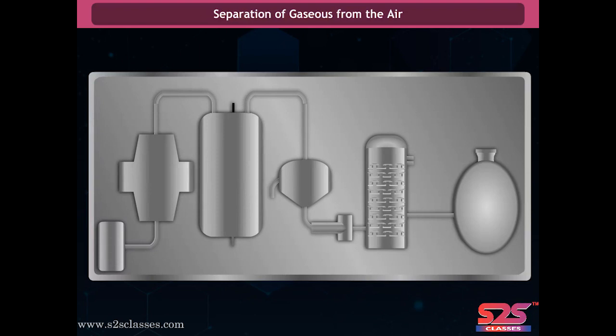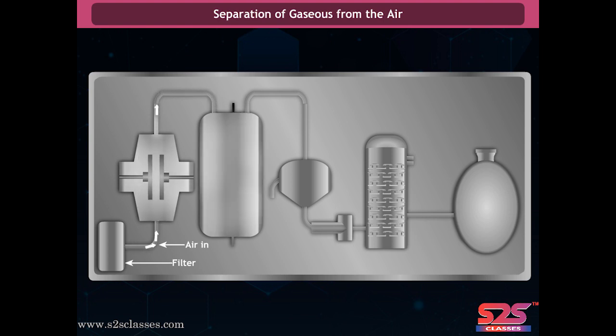Separation of gases from the air. Air is a homogeneous mixture and can be separated into its components such as nitrogen, oxygen, argon by fractional distillation. The process can be divided into various stages. The air is filtered to remove any dust. The air is then compressed to 200 atmospheres.